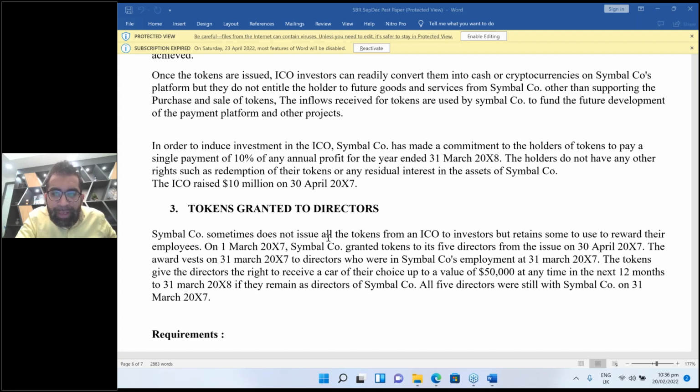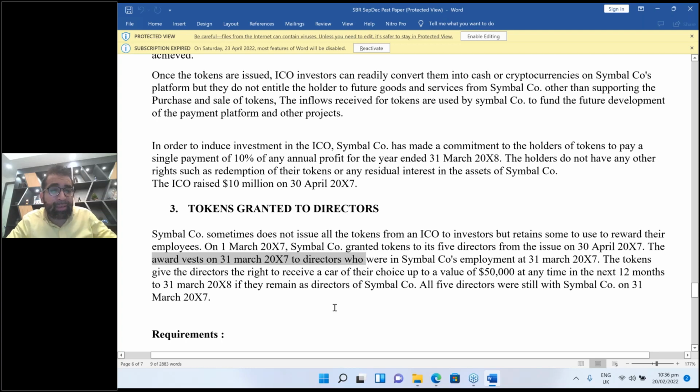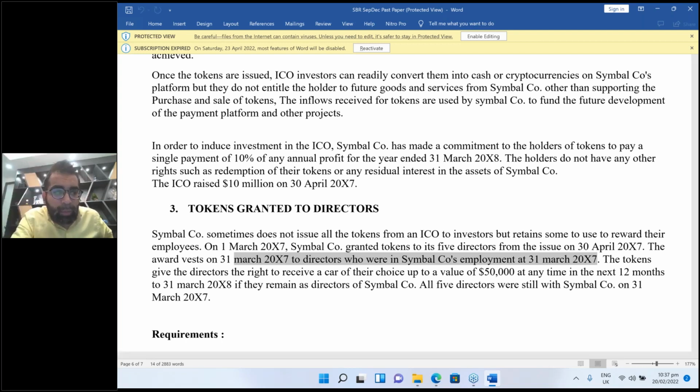Granted tokens to its five directors from the issue on 30th April X7. The award vests on 31st March X7 to directors who are in Symbol company's employment at 31st March X7. That's it. Those who are in employment at 31st March X7 are eligible. The award vesting means given, confirmed on 31st March X7 to directors who were in the company's employment at 31st March X7.